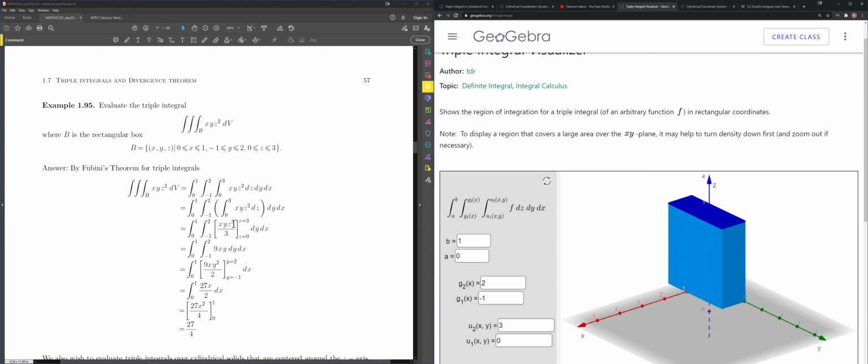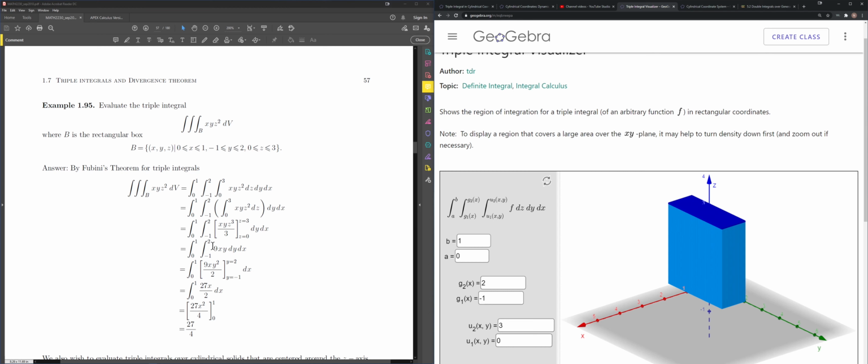When I put in the 3, I'm going to get 27 on 3, which is 9. And when I put in z equal to 0, I'll get 0. So what I get is 9 times xy. After I do my first integral with respect to z, what I get is 9xy. And now what I'm left with is just a double integral in variables y and x. And you know how to do this.